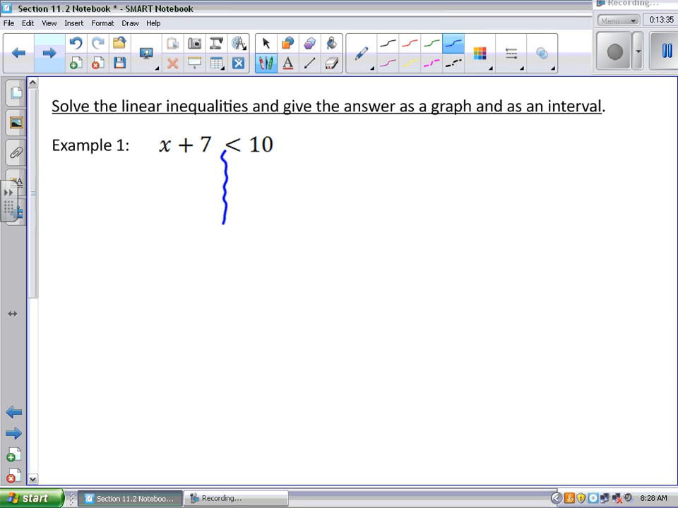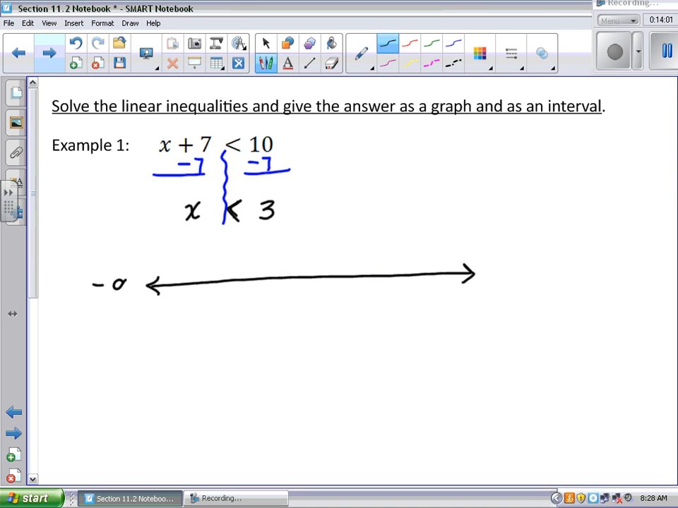Here we have x plus 7 is less than 10. I want to get x by itself. My addition property says plus and minus go together, so I'm going to subtract 7 from both sides, and I get x is less than 3. I did not multiply or divide, so my inequality sign stays the same. I've got x is less than 3. Draw your graph.